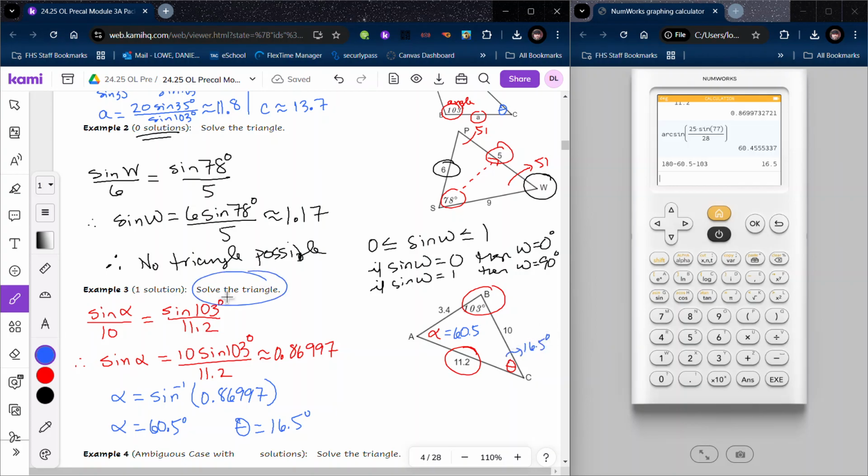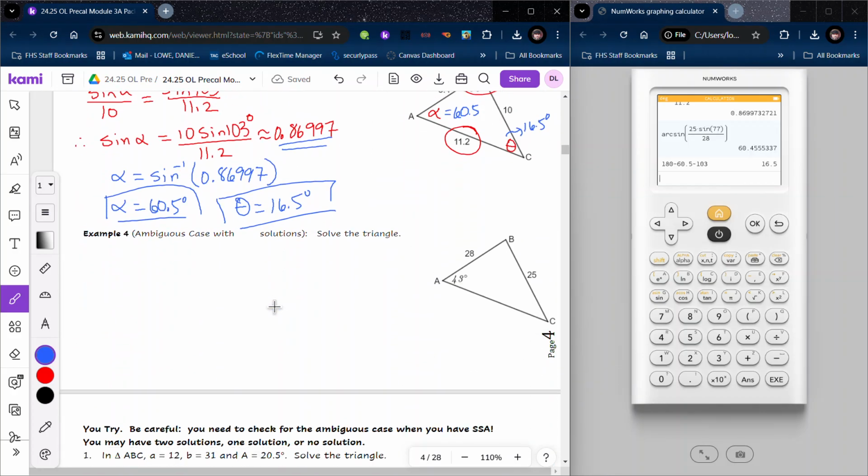And so I've solved the triangle. I have my two unknown angles, and I have all the other values. And in this situation, once again, only one triangle was possible. Notice that the sine ratio we did get was a positive number between 0 and 1, which is what we need for our triangles. Our next case is going to be what we call our ambiguous case, and our ambiguous case has two possible solutions.